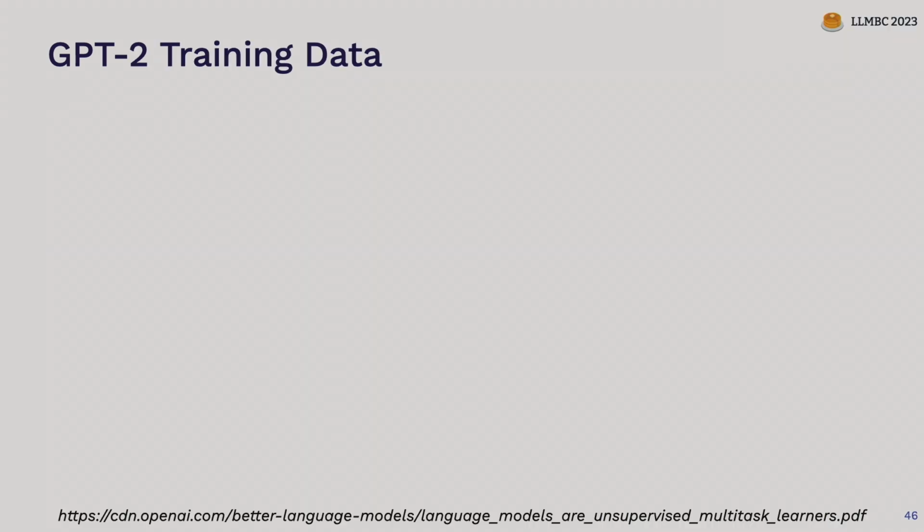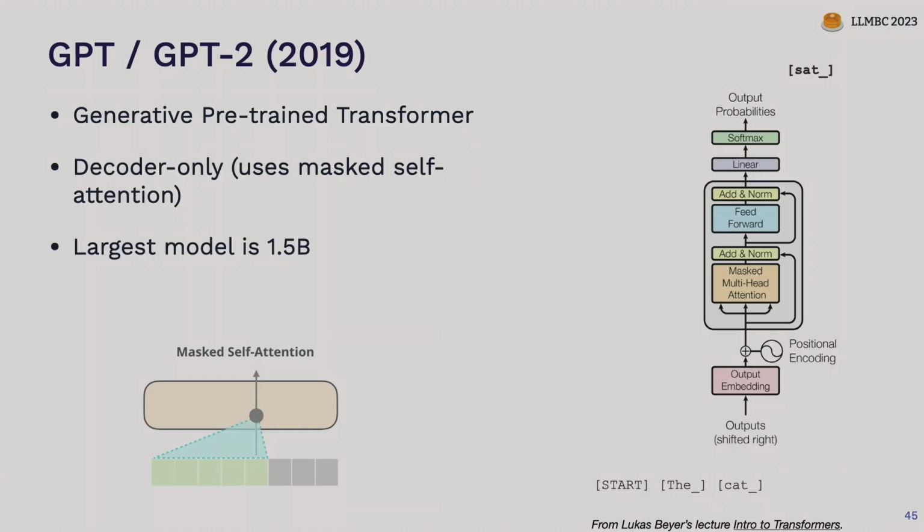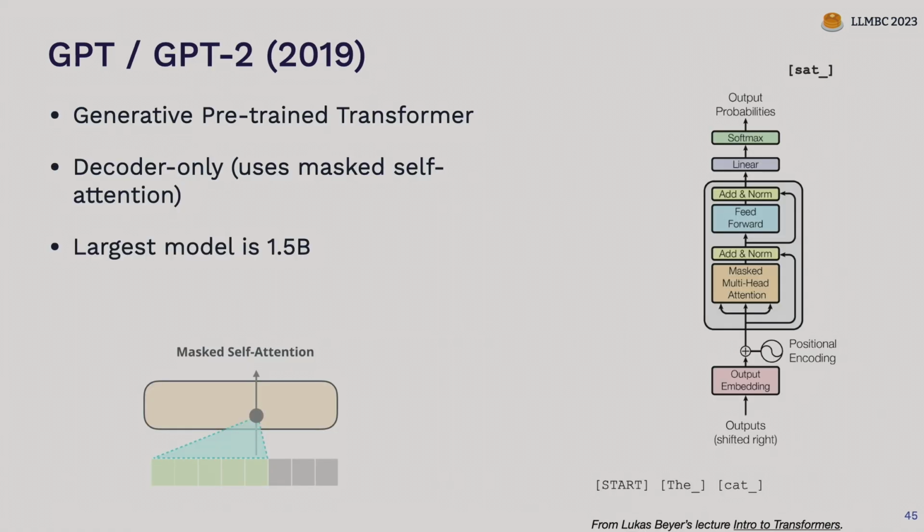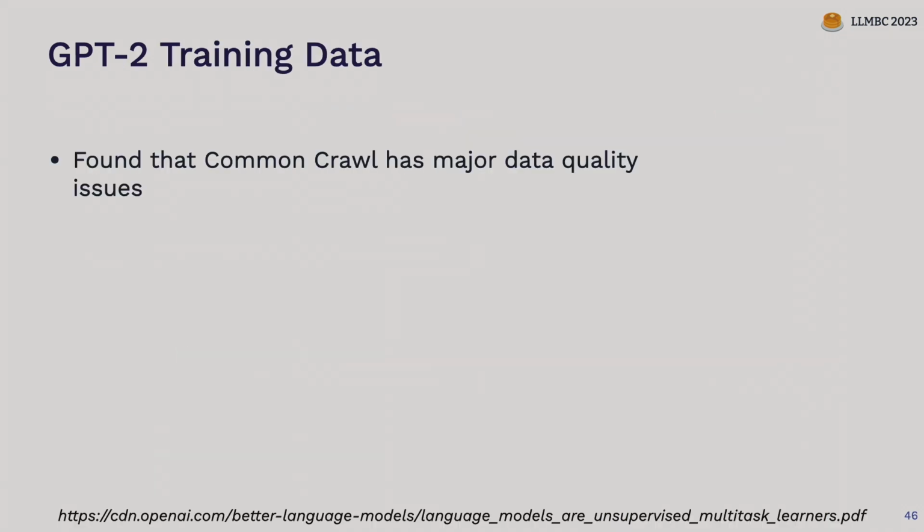GPT-2 was a 1.5 billion parameter model, and sorry, I'm having trouble with the slides here. Okay, I guess it's just not showing up here correctly. That was really, really large for the time, and now would be considered pretty tiny by large language model standards. So what data was GPT-2 trained on?